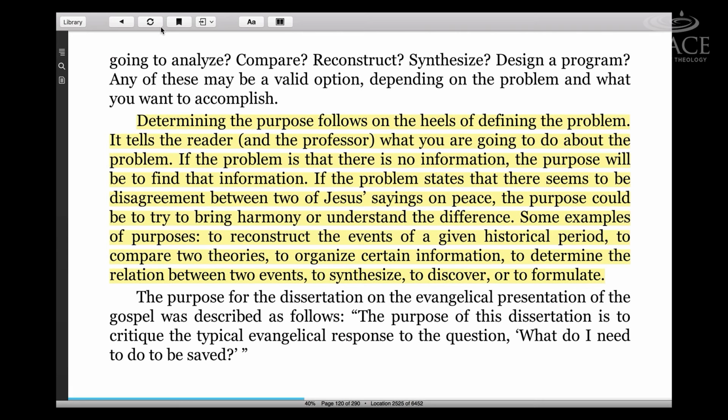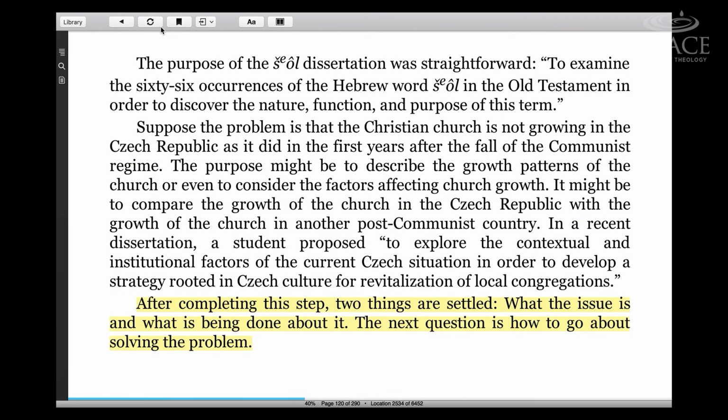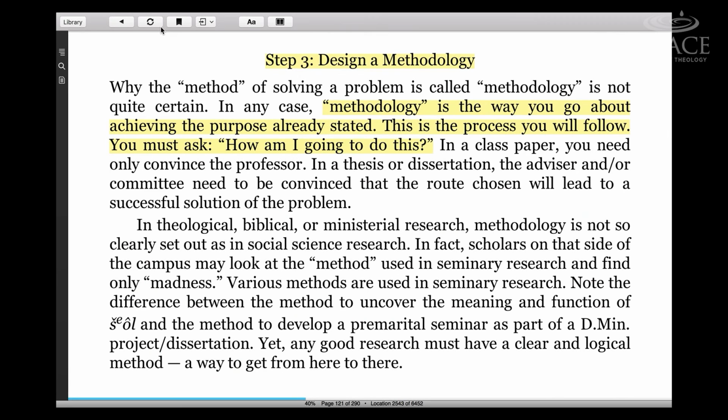Some examples of purposes are to reconstruct events of a given historical period, to compare two theories, to organize certain information, to determine the relation between two events, to synthesize, to discover, or to formulate. After completing this step, two things are settled: what the issue is and what is being done about it. The next question is how to go about solving the problem.